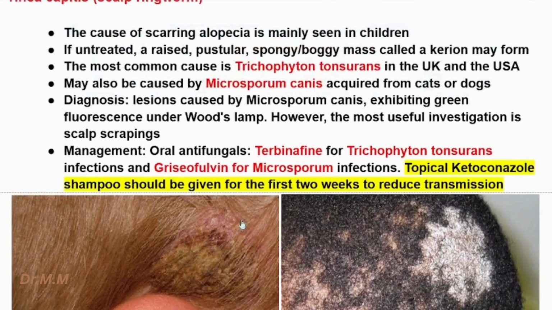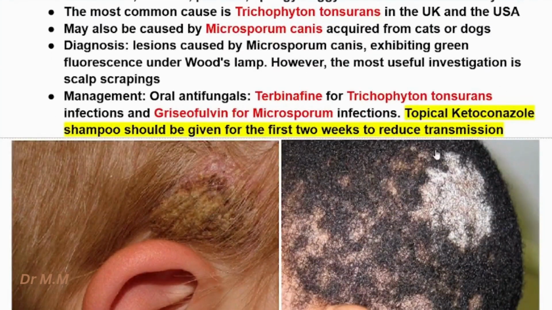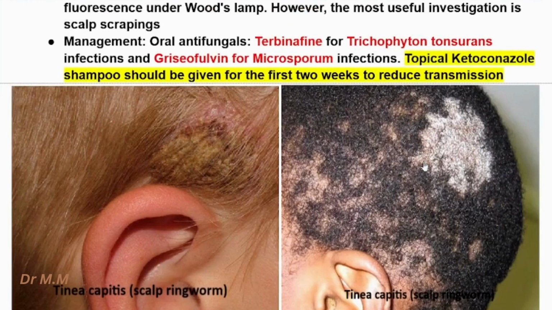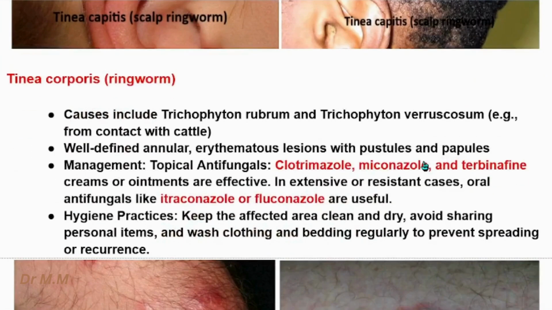As we can see here, this picture is showing Tinea Capitis or scalp ringworm, and we can see a bulgy or spongy mass, which we call kerion. Kerion is formed here, and we can see Tinea Capitis or scalp ringworm in this young man.